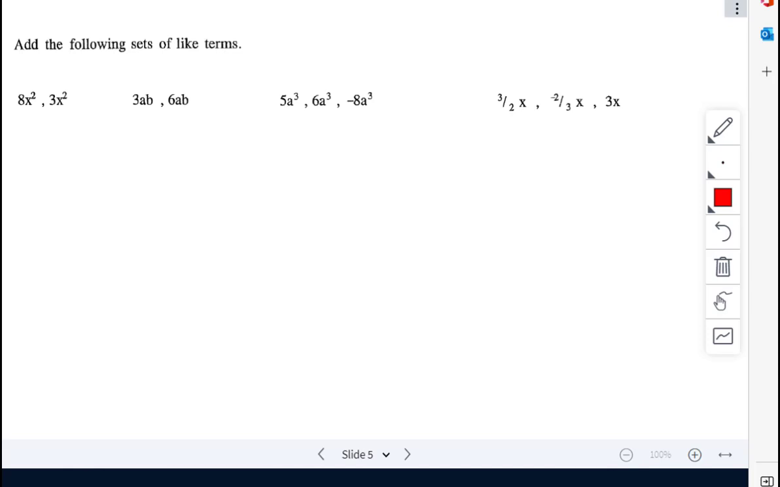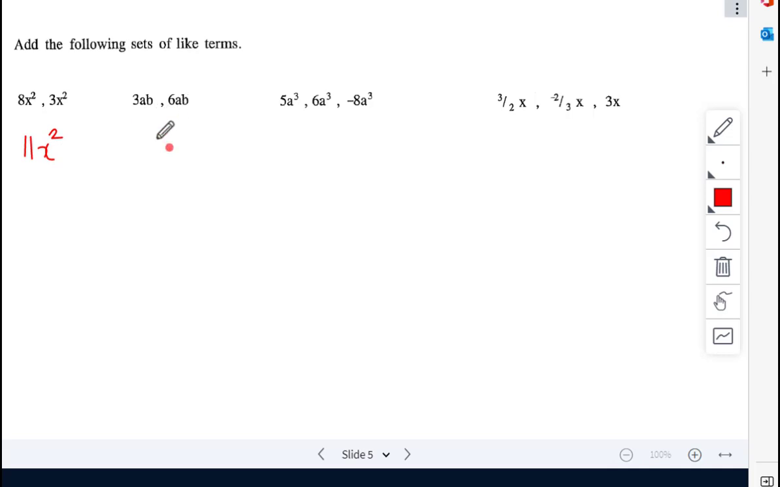Our next examples: add the following sets of like terms. We have 8x squared and 3x squared. We are able to collect them because they do have the same literal coefficients. So this would become 8x squared plus 3x squared, which would give me 11x squared.